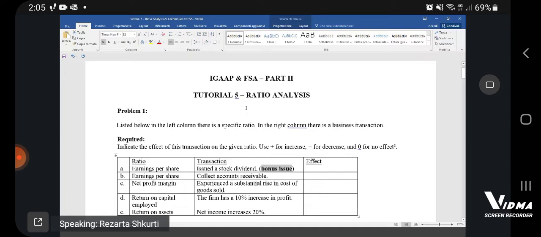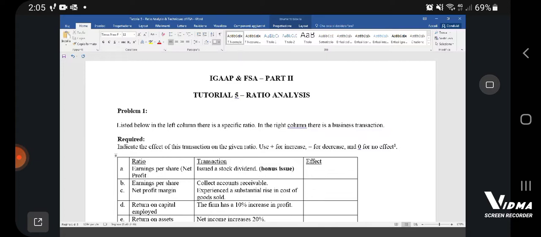So the formula for earnings per share is net profit after the dividends of the preferred shares, so that there is net profit available to the shareholders, divided by the number of shares. That is the formula for the earnings per share.